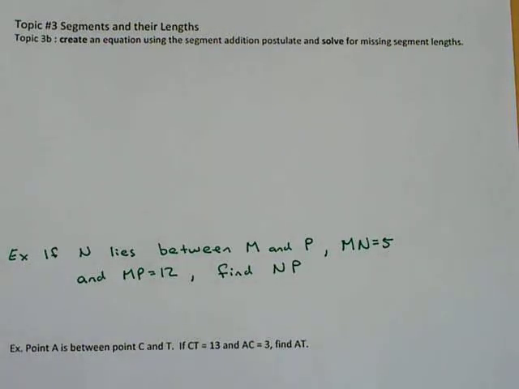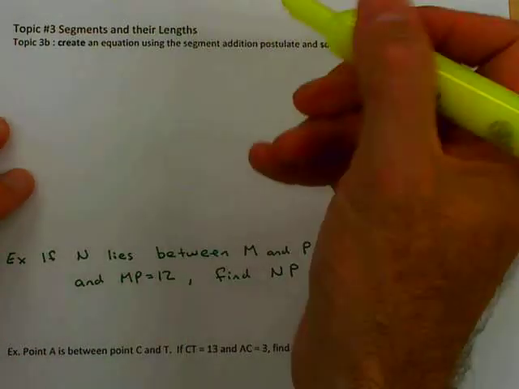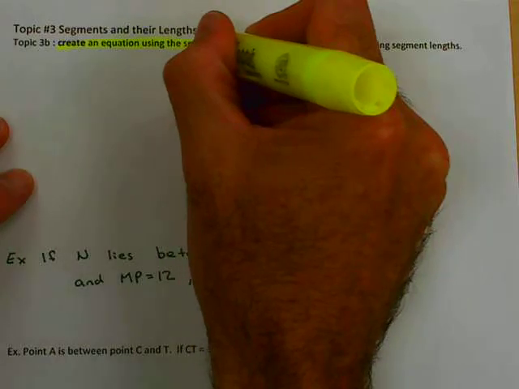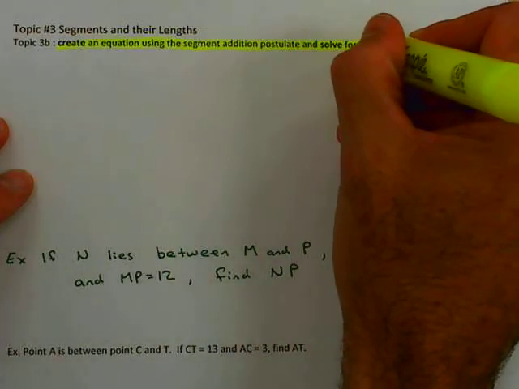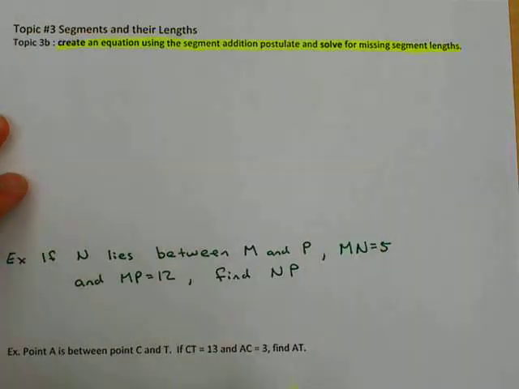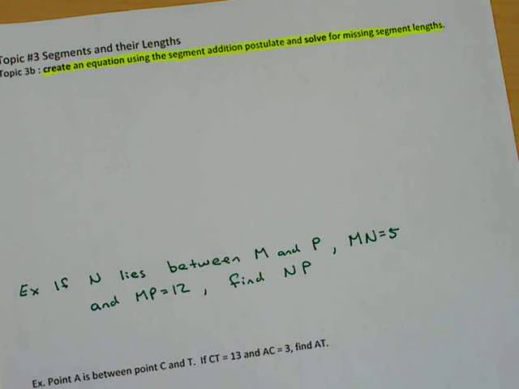I'm going to go ahead and go over topic 3B now. Again, topic 3 is segments and their lengths. Topic 3B is talking about creating an equation using the segment addition postulate and solving for missing segment lengths. So that is what's right off our visible learning guide.